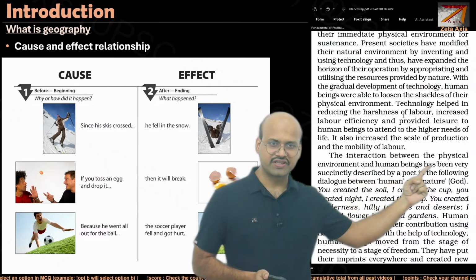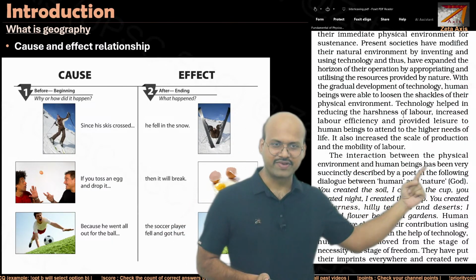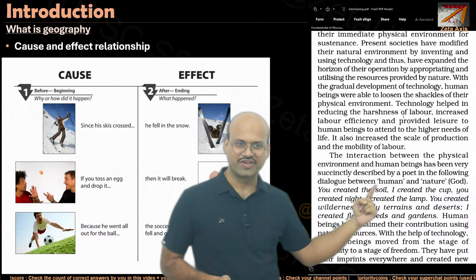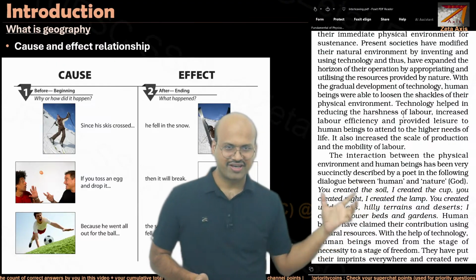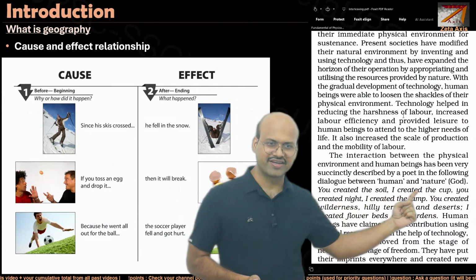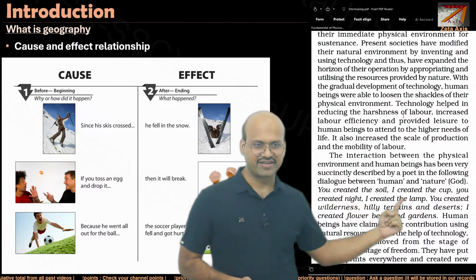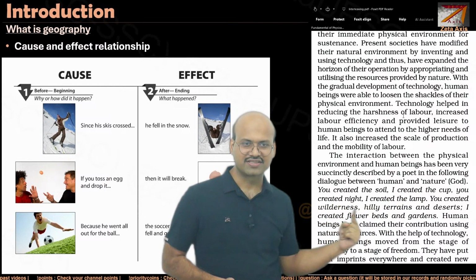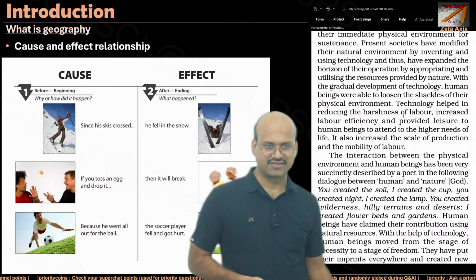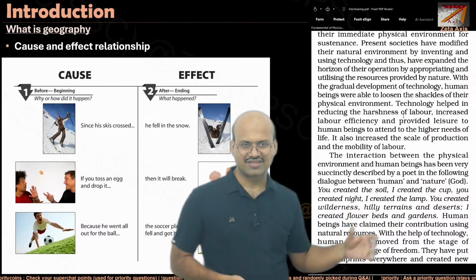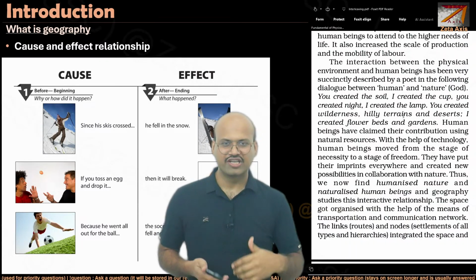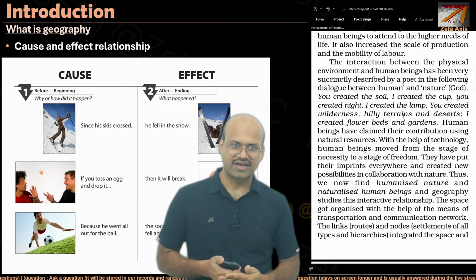The interaction between the physical environment and the human beings has been succinctly described by a poet in the following dialogue between human and nature. So a poet, they are giving here a line by a poet where he says that you created the soil, I created the cup, you created night, I created the lamp, you created wilderness, hilly terrain and deserts, I created flower beds and gardens. So here, by using this, they are trying to explain how much human being has been able to influence the natural surrounding around him.